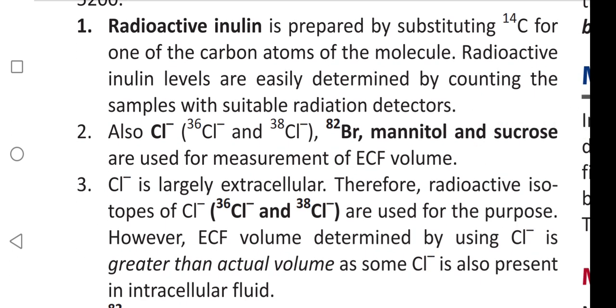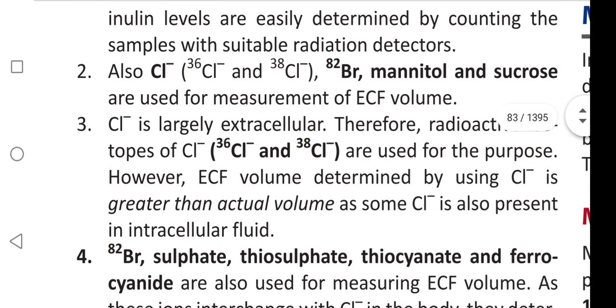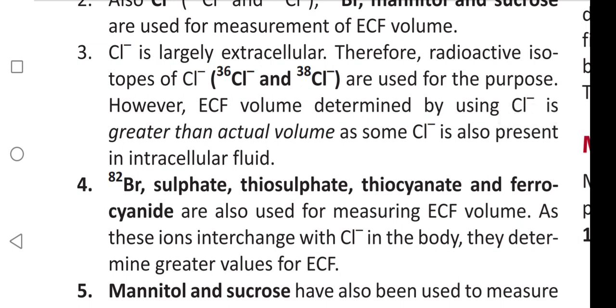Also, chloride with molecular weights 36 and 38, bromine 82, mannitol and sucrose are used for measurement of extracellular fluid volume. Chloride is largely extracellular. Therefore, radioactive isotopes of chloride 36 and 38 are used for the purpose. However, extracellular fluid volume determined by using chloride is greater than the actual volume as some chloride is also present in intracellular fluid.